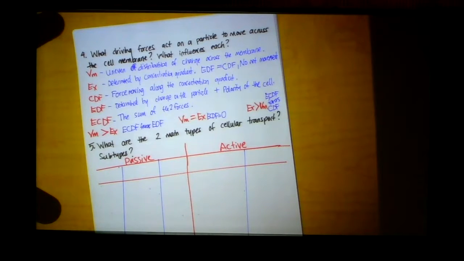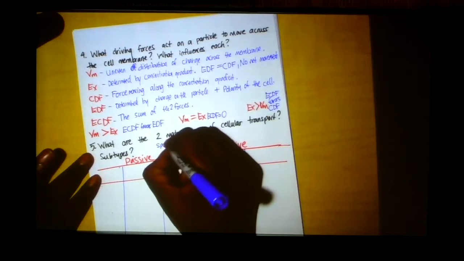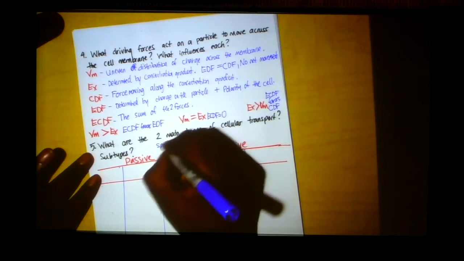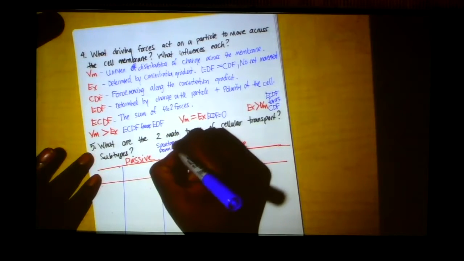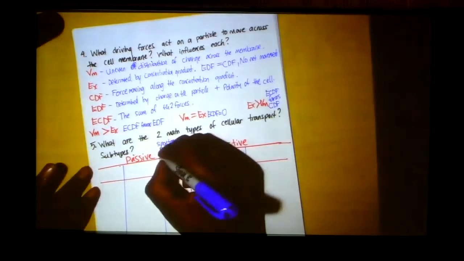Spontaneous. We also said downhill. What was another word that we can use in terms of the energy requirements of passive reactions? Are they exergonic or endergonic? Are they creating energy or are they requiring energy? They're creating energy, so they are exergonic.